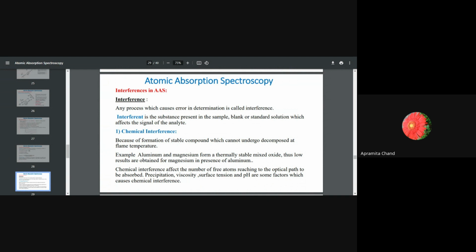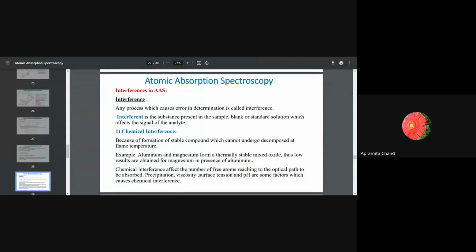So this can be in the form of some substance that is present in the sample, any blank or standard solution, or any kind of errors which can arise due to improper functioning of the spectrophotometer. So let us have a look at that. So chemical interference, because if you have the formation of a stable compound at any point of time, then it will not undergo decomposition at the flame temperature.